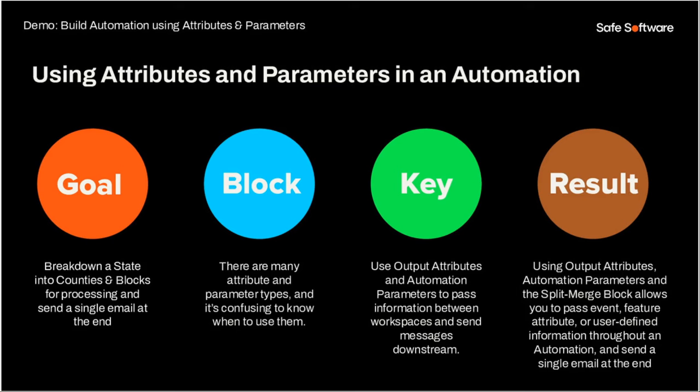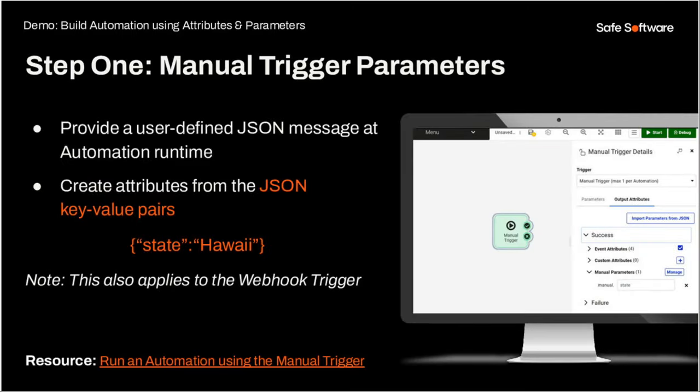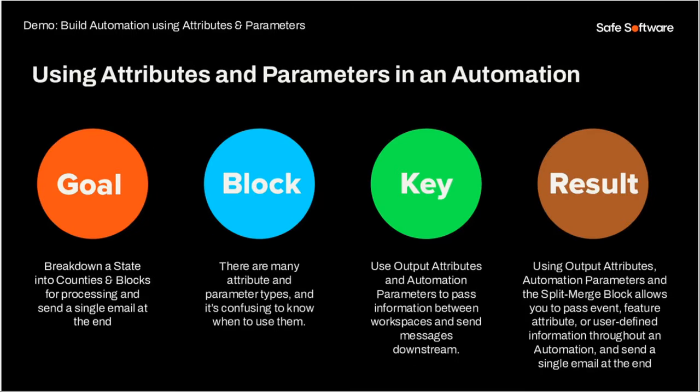The key for this is going to be to identify and use these attributes and parameters to pass information between workspaces and send those messages downstream. And our final result and how we know we're successful is that we use these attributes and parameters to pass event, feature attribute, user-defined information throughout the automation. And using the split merge block will also allow us to consolidate the results into a single email.